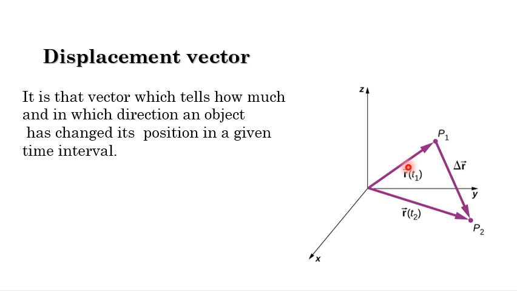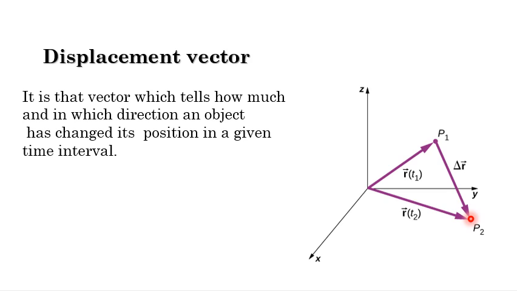So if this is your position P1, and we denote it with a position vector r bar at time t1. Position P1. After some time, what happens? This object changes its position to P2. So we denote it with another position vector r bar at time t2. So this is your position P2.